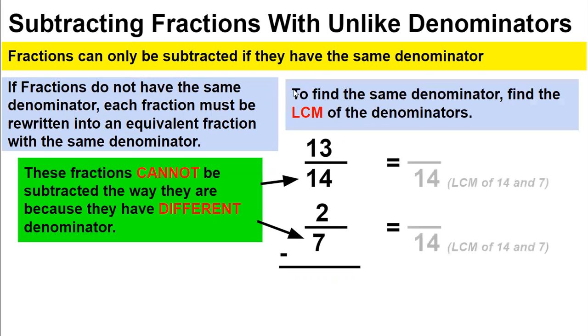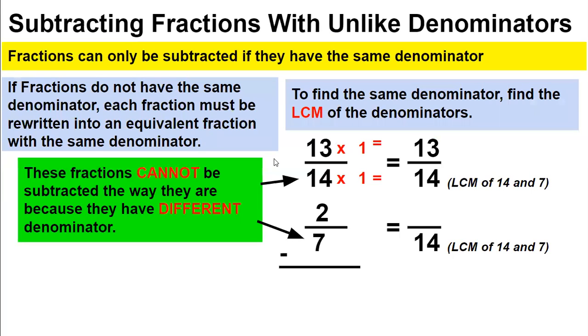So our least common multiple is 14. So 13 14ths is going to stay 13 14ths. I'm really multiplying 14 times 1 to give me 14. So that's really what I'm doing. So I'm going to multiply the 13 times 1, which really doesn't change it at all. It's just 13 14ths. So you can just rewrite it over here.